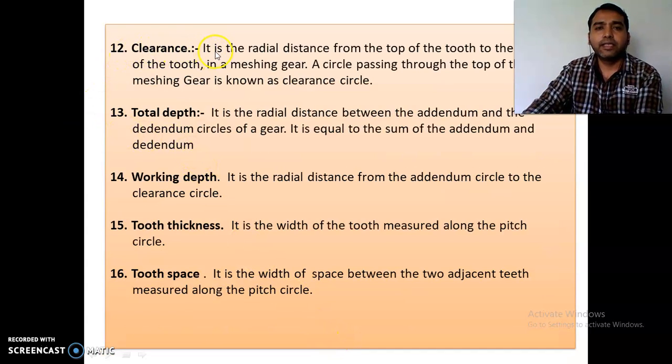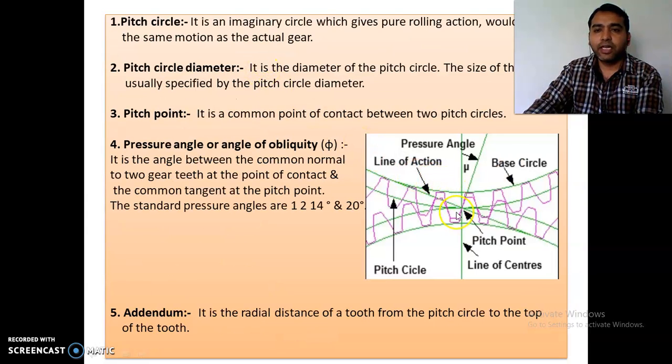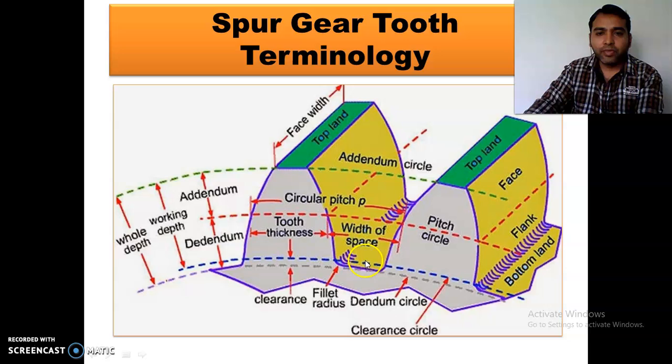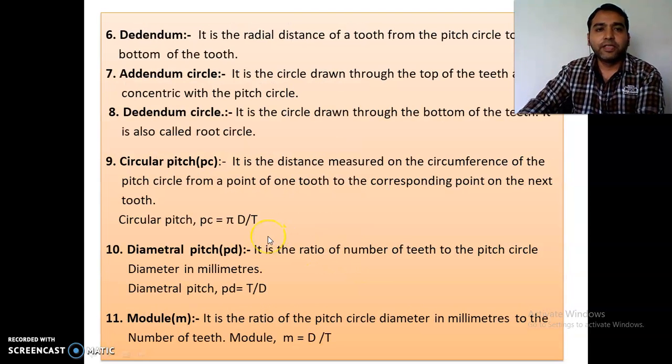Now 12, clearance. It is the radial distance from the top of tooth to the bottom of the tooth space, in which condition? Meshing gear. So when two gears are meshed, these teeth are meshed with the two teeth of the other gear. So this space is called as clearance. The other tooth engages with this opposite gear up to this point, and after that there is an empty space. That space is called as clearance. Okay. So this is the clearance.